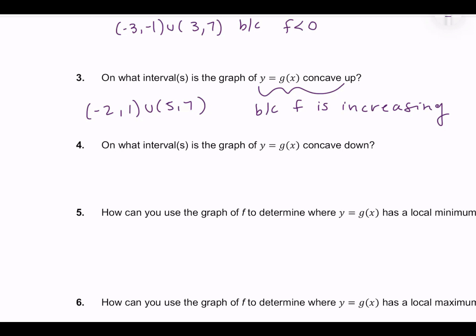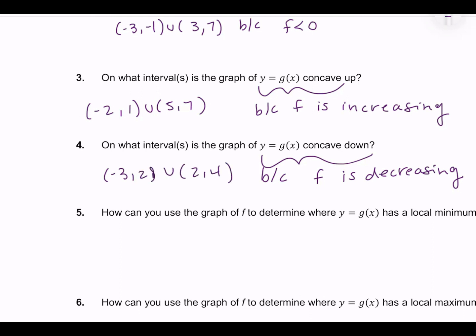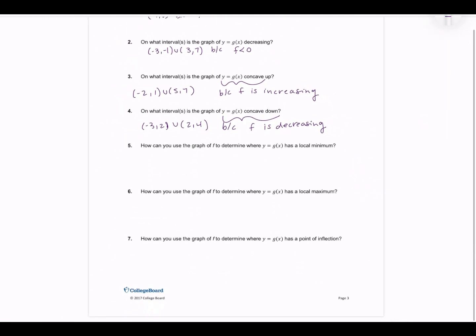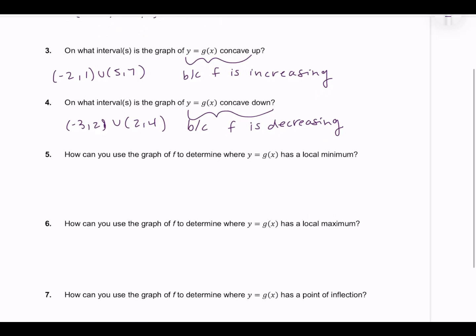And then the other way, I know that g is going to be concave down because f is decreasing. This is kind of like my justification. And so wherever f is decreasing is where g is concave down. So this is from -3 to 2 in union with 2 to 4. Those are all our important information, and we can use what we just wrote to determine the rest of the stuff.